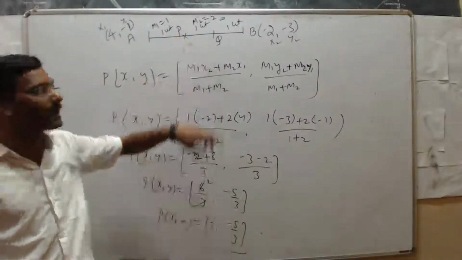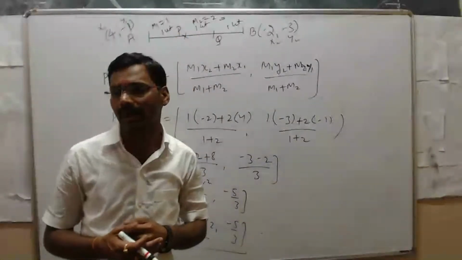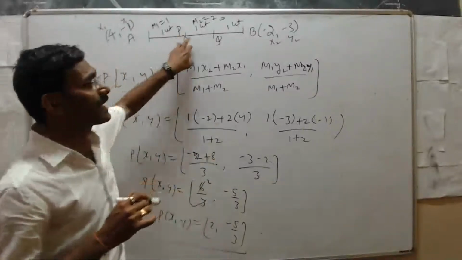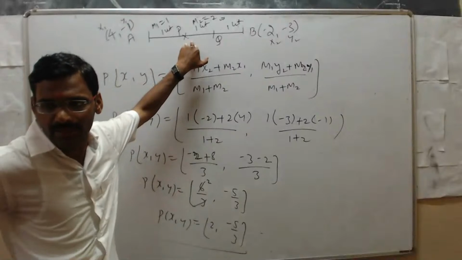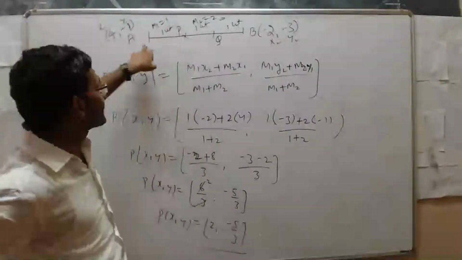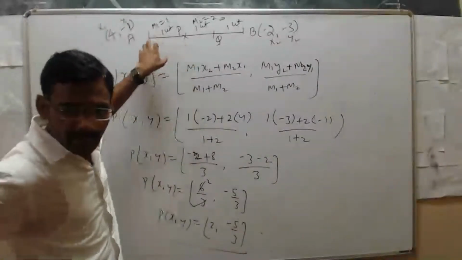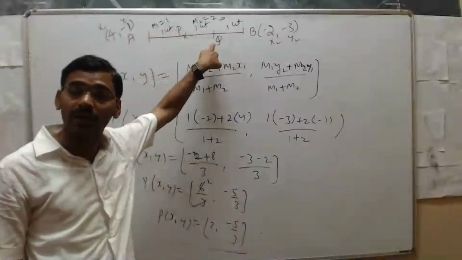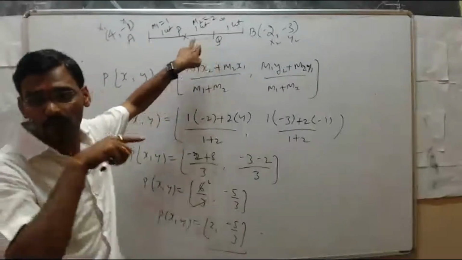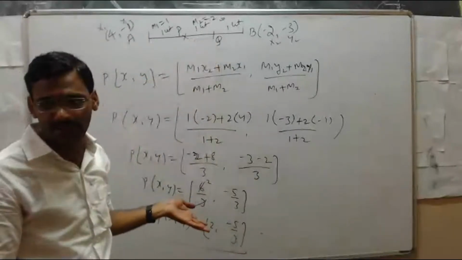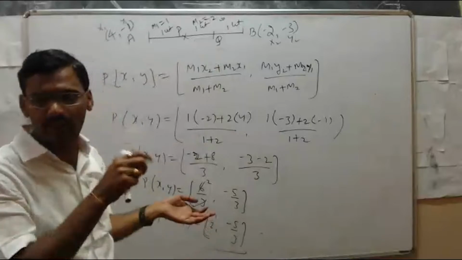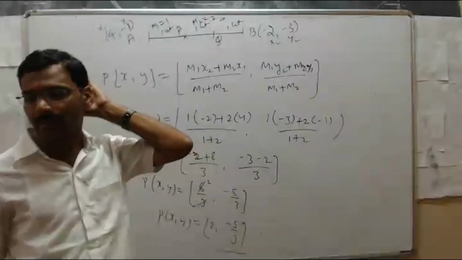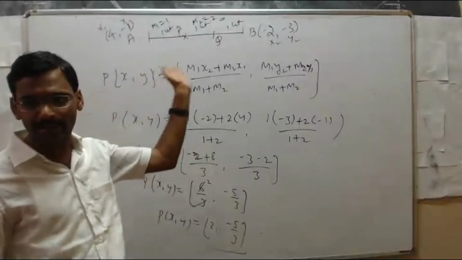Therefore the coordinates of p are 2 comma -5 by 3, because trisection means 3 parts, 3 equal parts. To divide the AB line segment into 3 parts, we need 2 points in between A and B. Then only it becomes trisection. If you plot only 1 point, it will become 2 sections. We need trisection, so we have to plot 2 points, P and Q. The distance of AP is equal to the distance of PQ, which is equal to the distance of QB. Trisection means 3 equal parts.